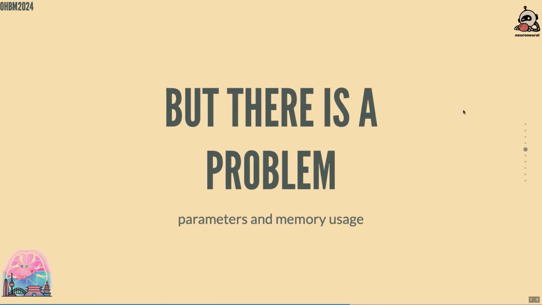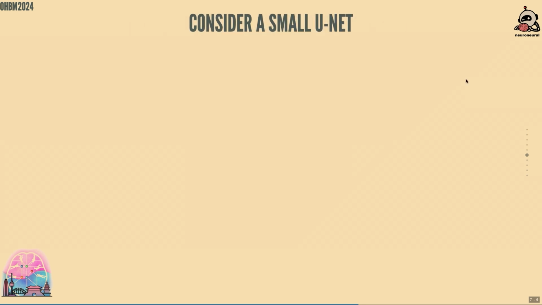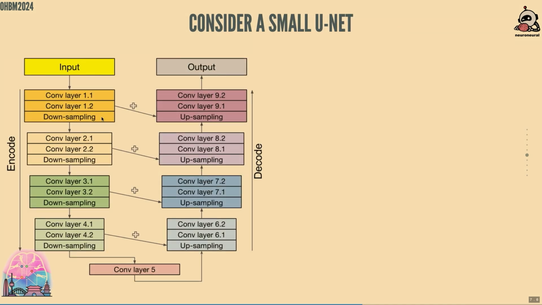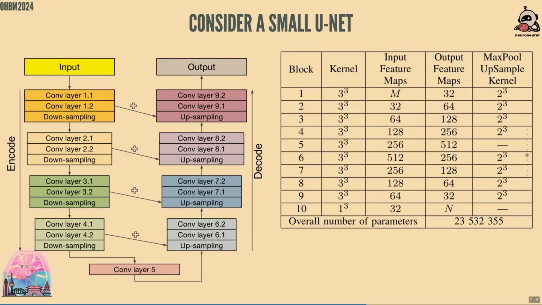But there is a problem. The problem with UNet is parameters and memory usage. So consider a small UNet. It's a very small UNet. It just has 5 layers, 1, 2, 3, 4, 5, of down convolution and contraction and up convolution. So this small UNet already has 23.5 million parameters. 23.5 million parameters maybe doesn't feel like a lot until you are in distributed settings where you have centers around the world and you have to exchange the parameters while you're training the model, and things like that.